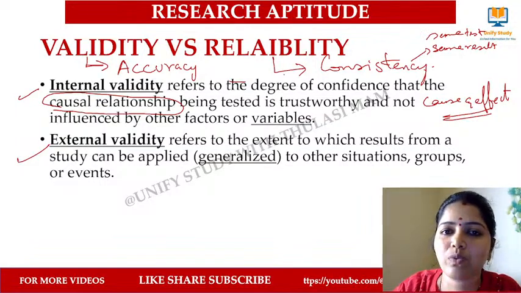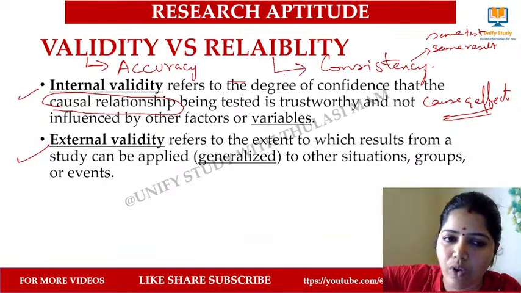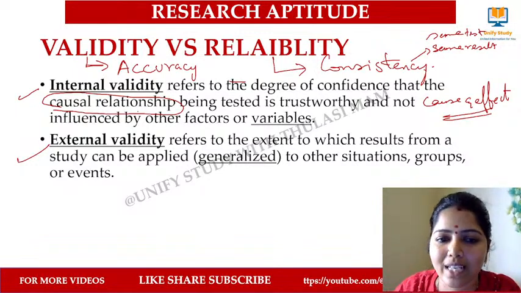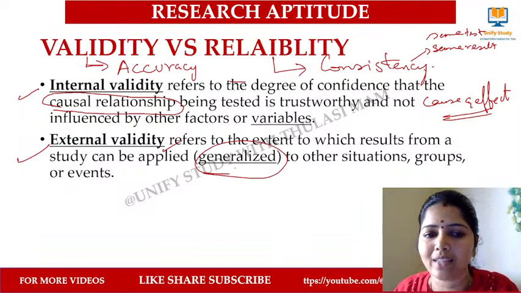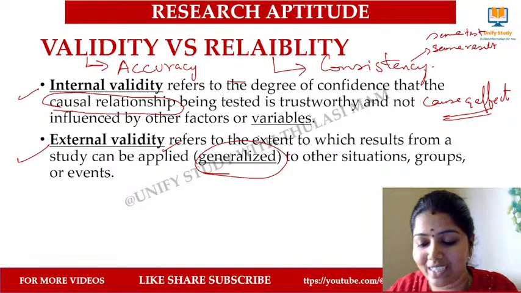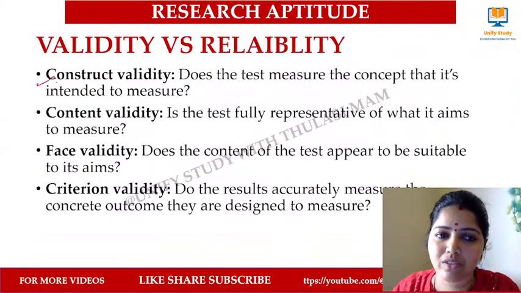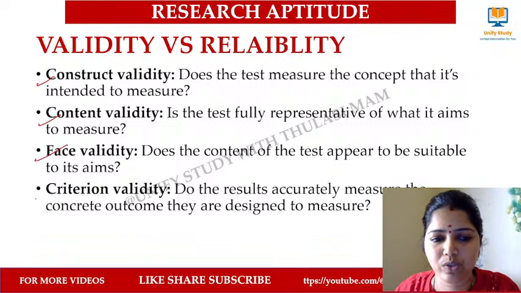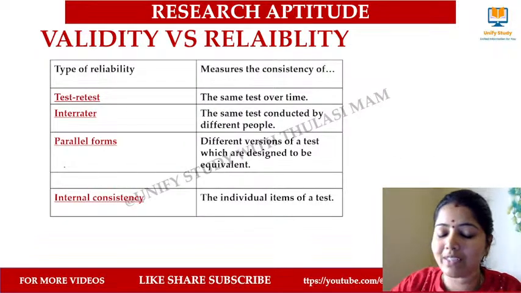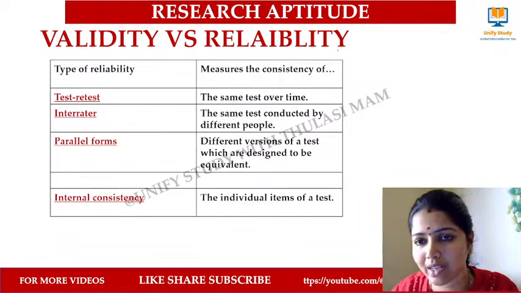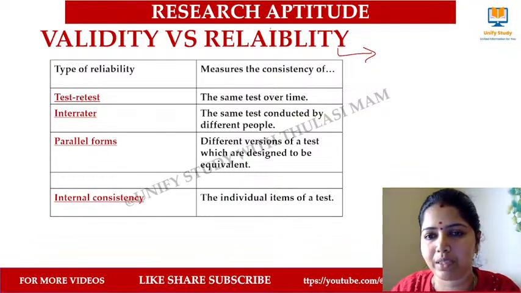External validity means whether that questionnaire can be applied in different scenarios, whether it is generalizable or not. Clear? That we call external validity. These are the different types: construct validity, content validity, face validity, and criterion validity. I will take you through the types in the next marathon. This class I will cover only the meanings of validity and reliability.